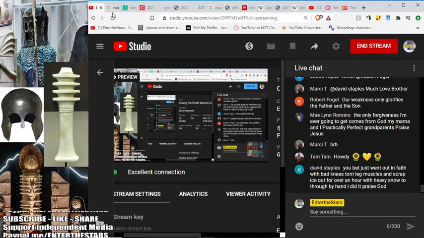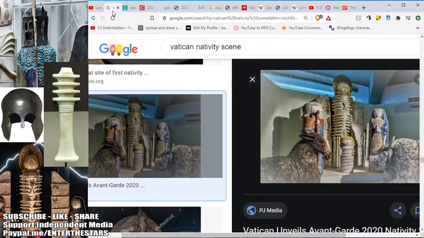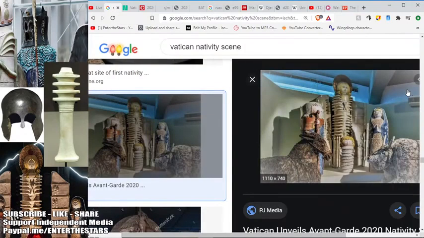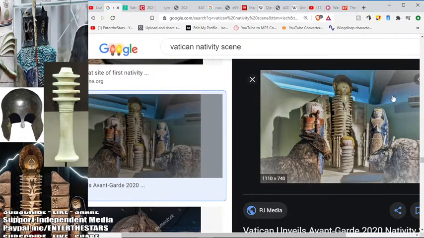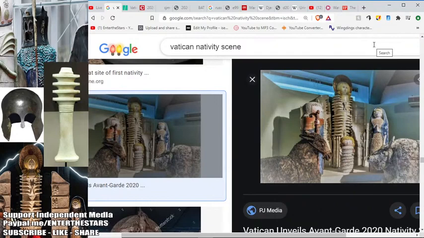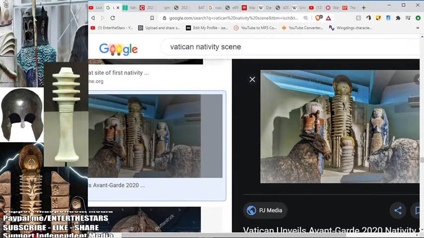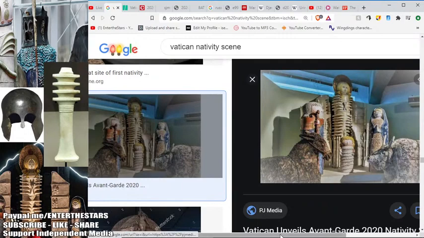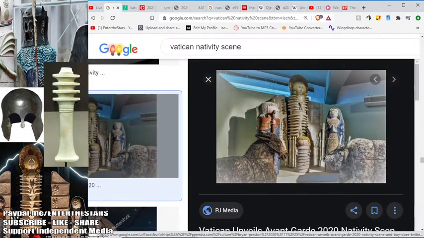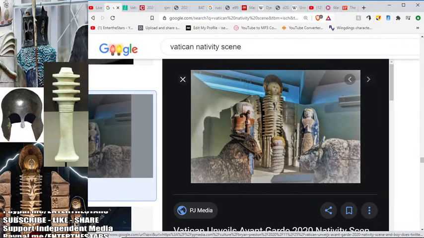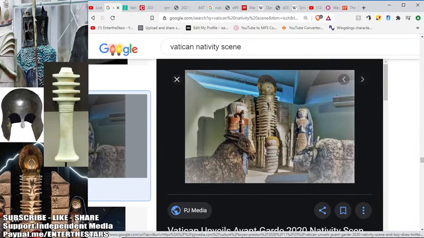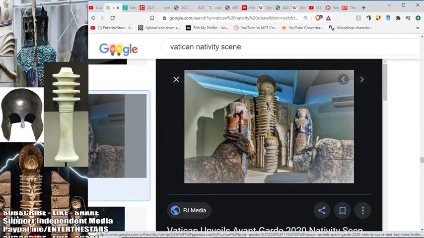We're going to look at the famed Vatican Nativity scene that emerged on the date of the December 14th eclipse. Now, this is very important. This has already been compared to Darth Vader and alien astronauts, but we're going to look at some other shocking aspects of this nativity scene that you have not heard yet.